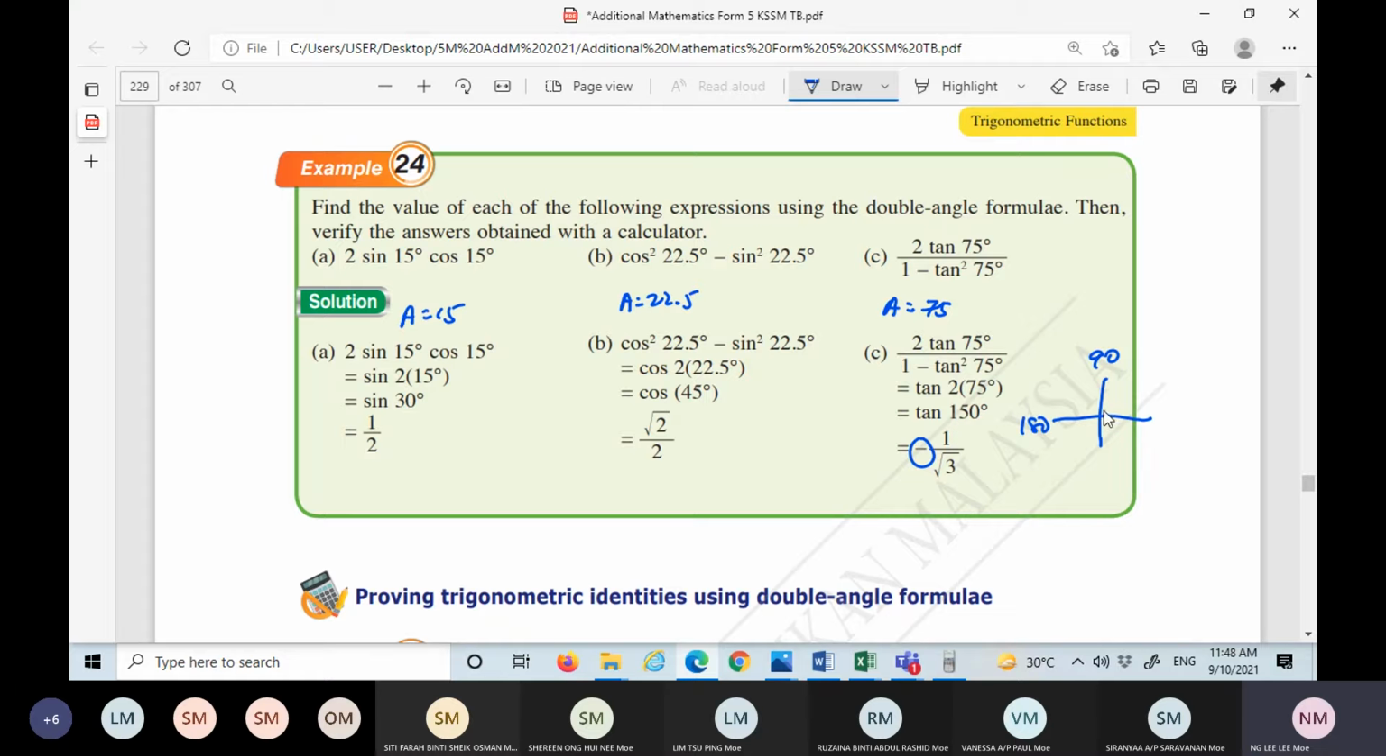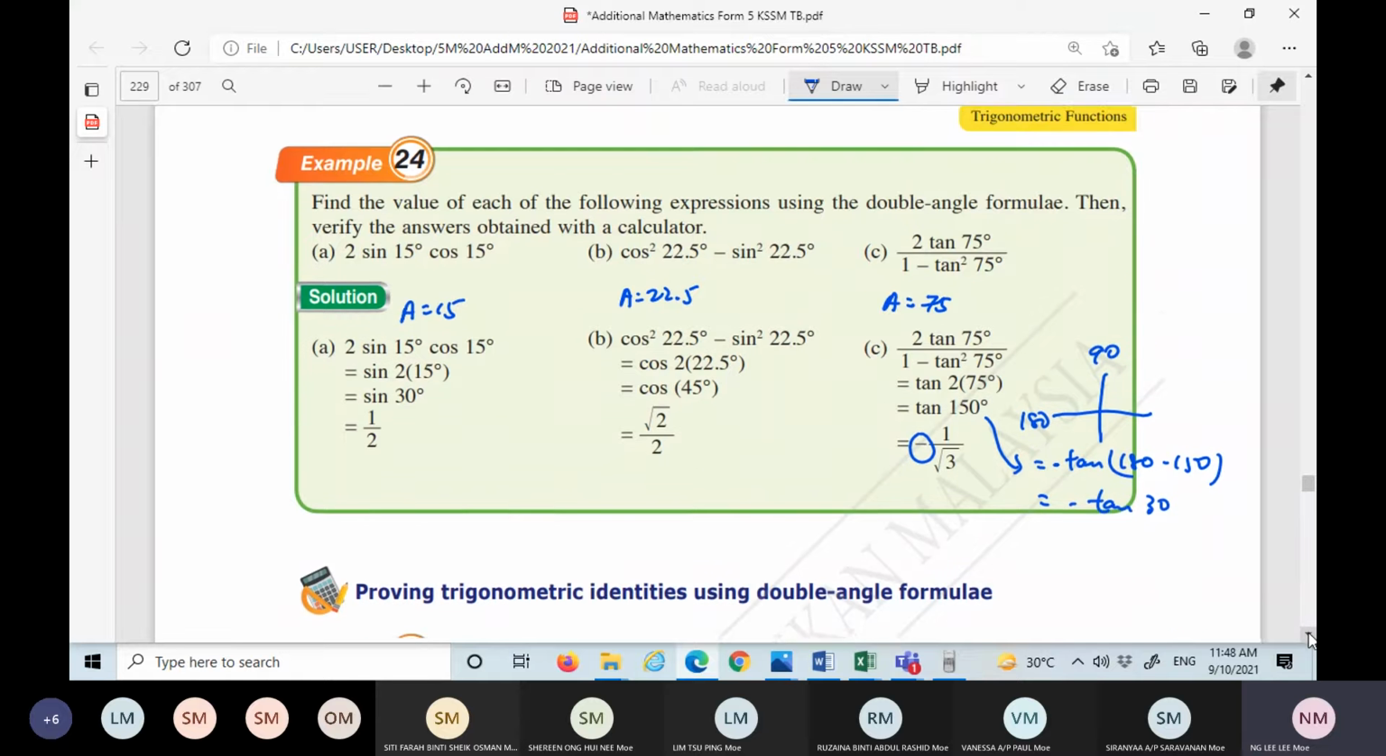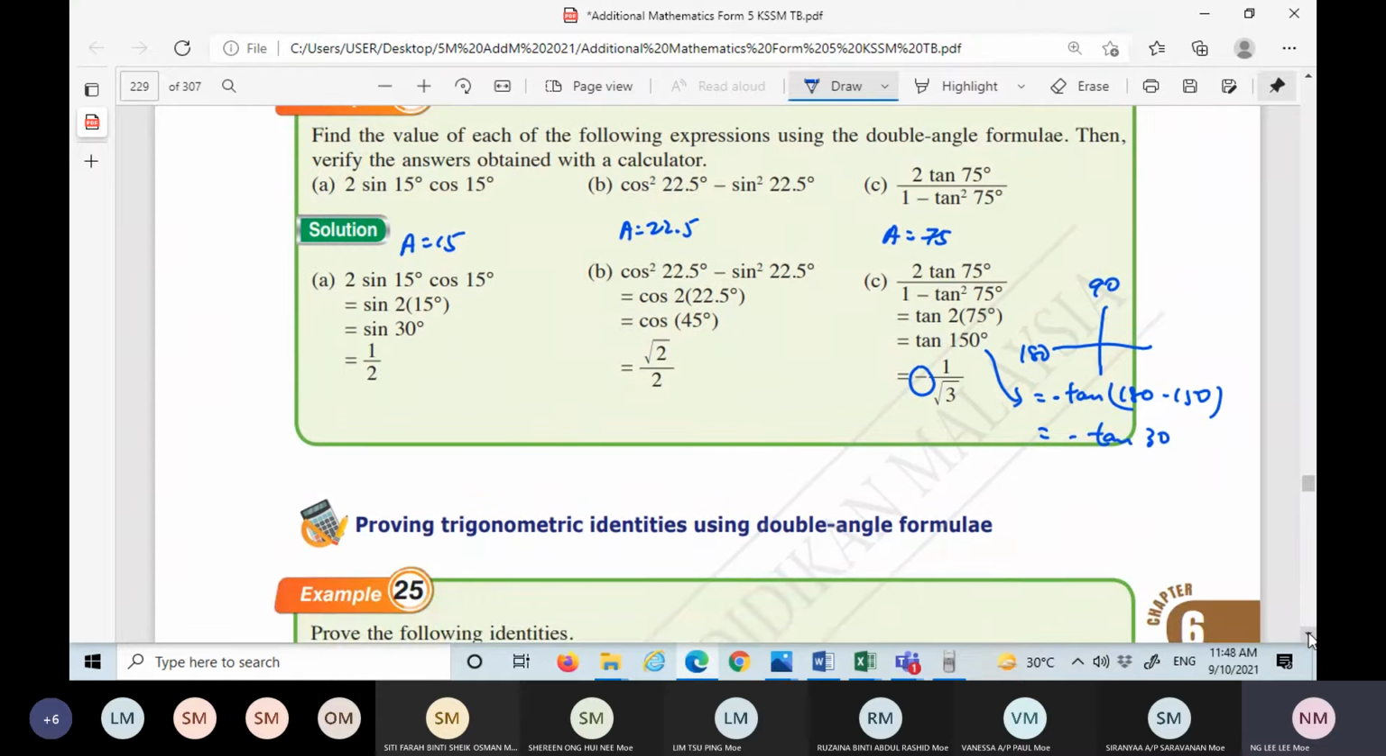Then this one will be the same as the one in the first quadrant. So you have to find the corresponding angle that falls in the first quadrant by using 180 minus. So this one is equal to negative tangent of 180 minus 150, therefore negative tangent 30. Tangent 30 is 1 over square root 3. Then remember your negative, because it is in the second quadrant, tangent is negative. So this is example 24.